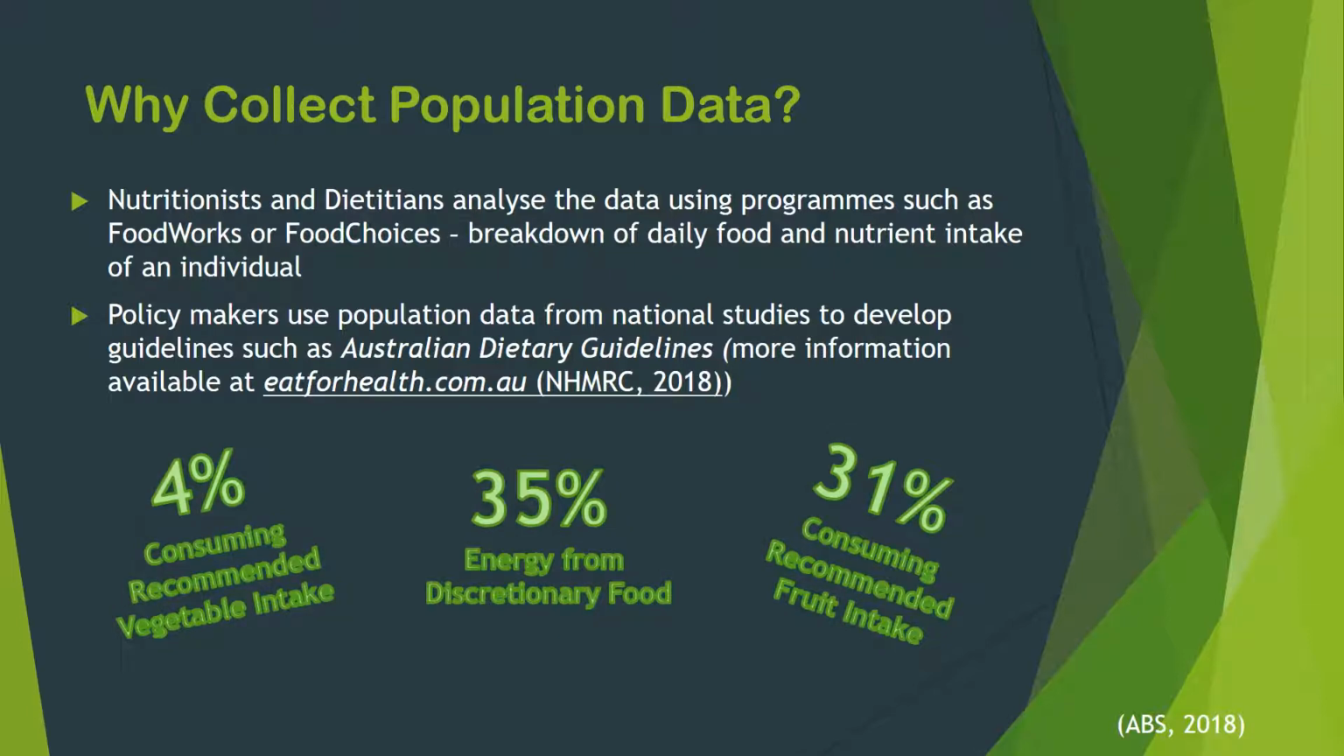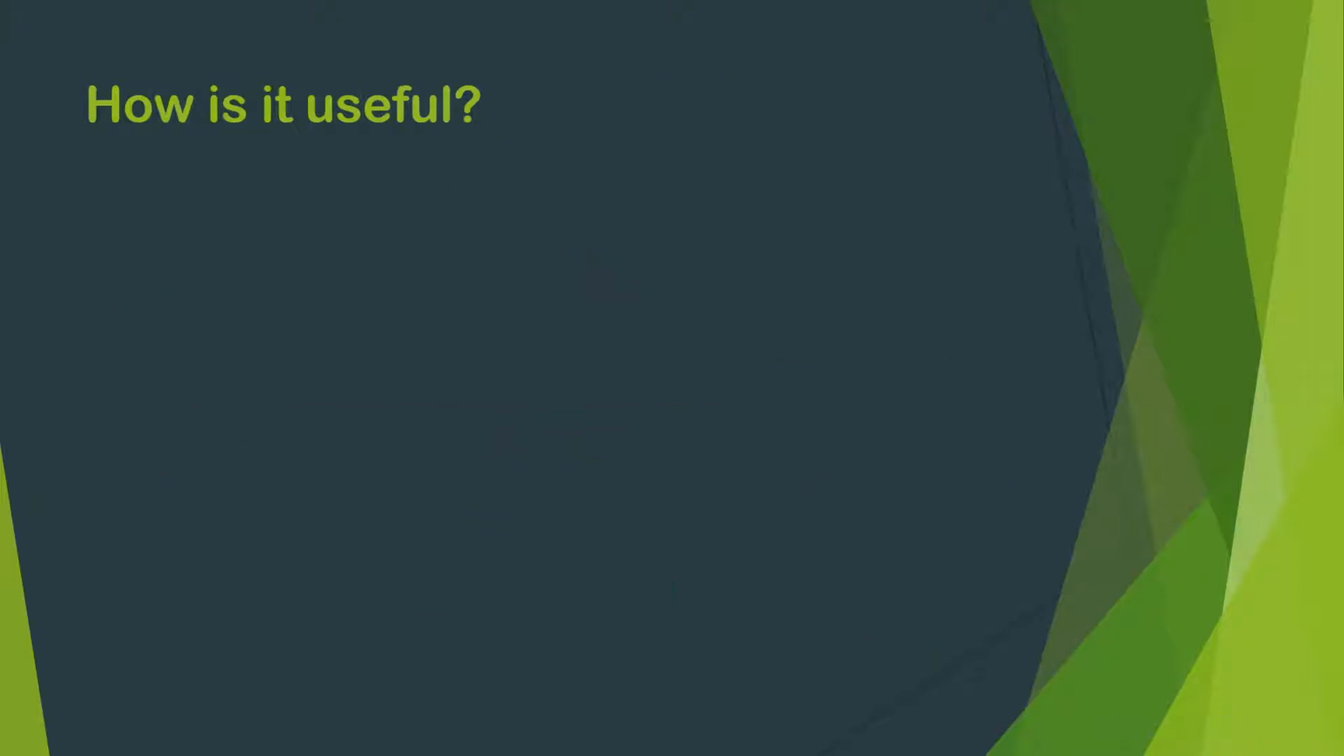In a 2011 study, it was determined that 4% of Australians consumed a recommended vegetable intake, 31% of Australians consumed a recommended fruit intake, and 35% of energy was determined to be from discretionary food. This helps to identify areas in which diet across the population could change.